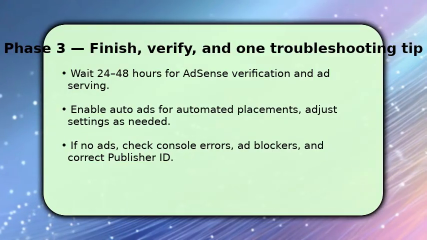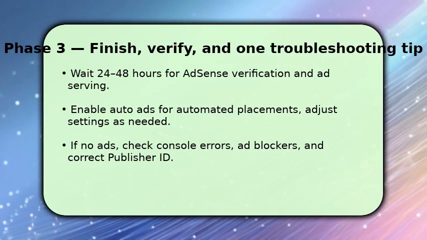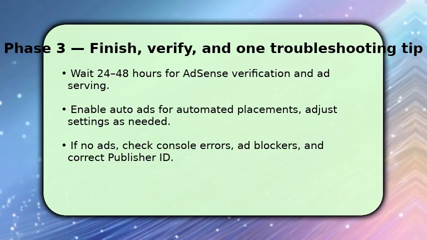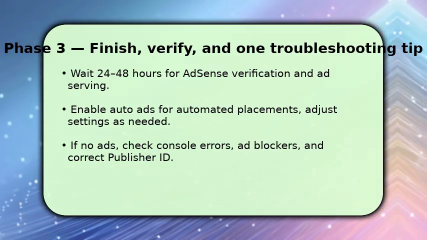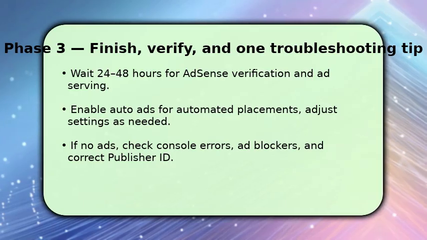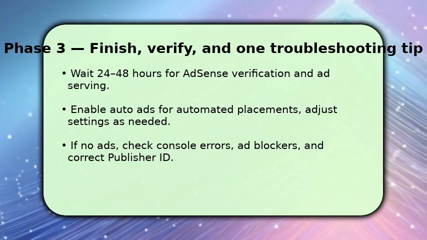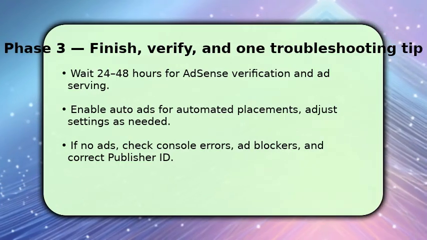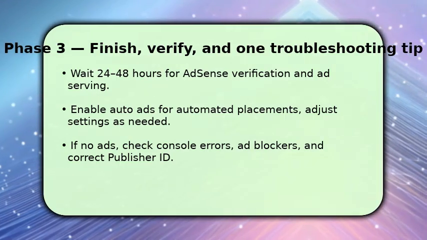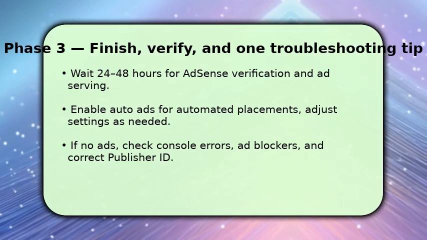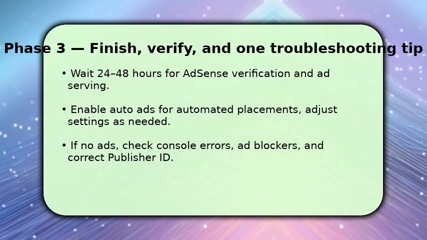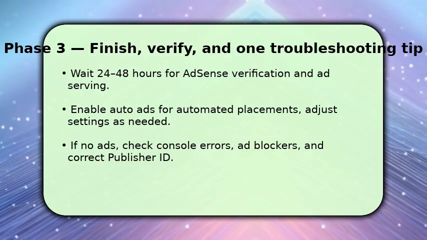Once verified, enable auto ads if you want Google to optimize placements. Make sure to review and block unwanted categories. Also check page speed and mobile layout to maximize RPM. If ads don't appear, clear caches, disable ad blockers, and verify your publisher ID is correct in the header. Finally, inspect the browser console for errors and recheck site policy compliance.